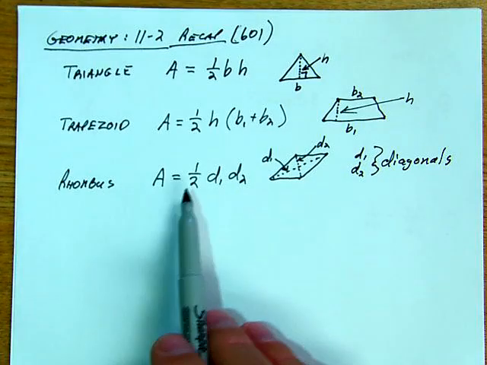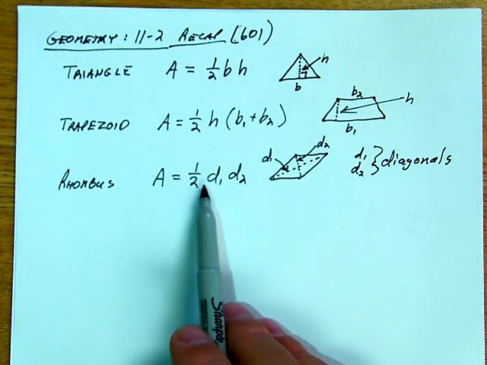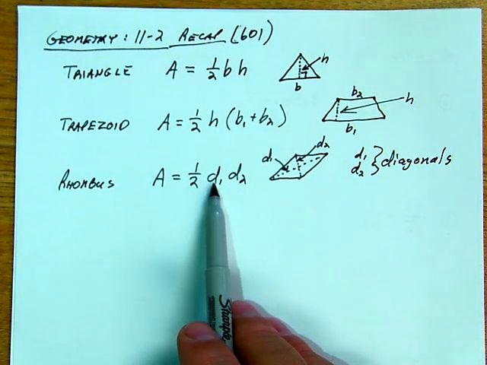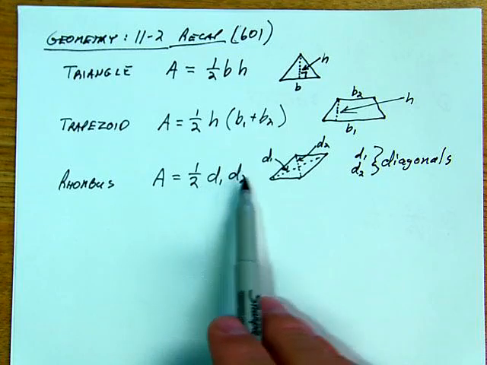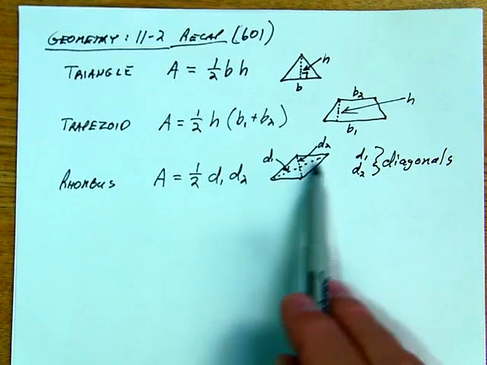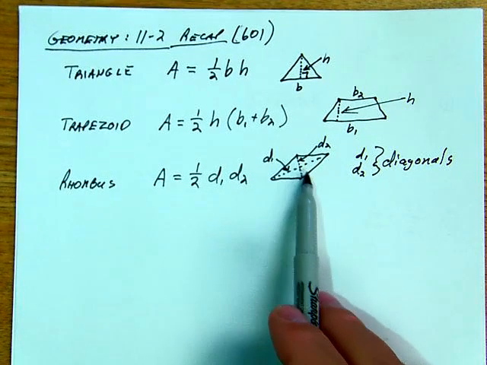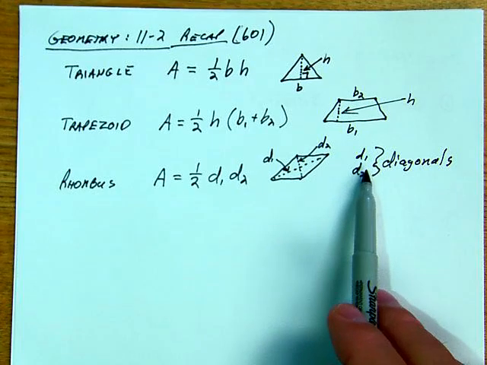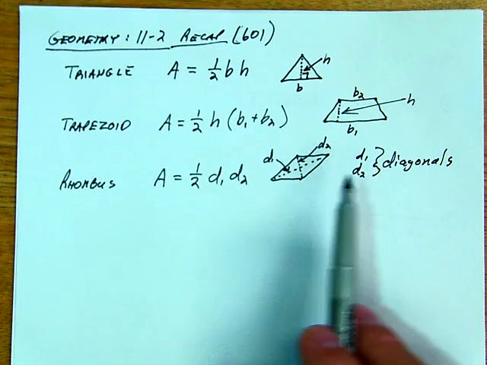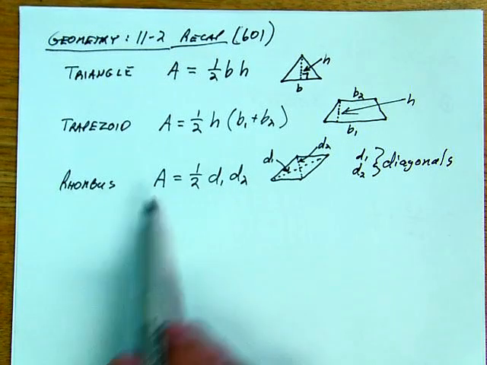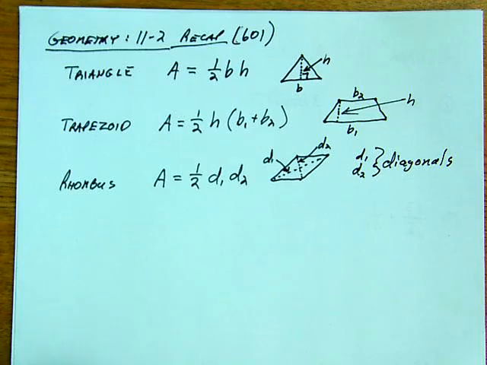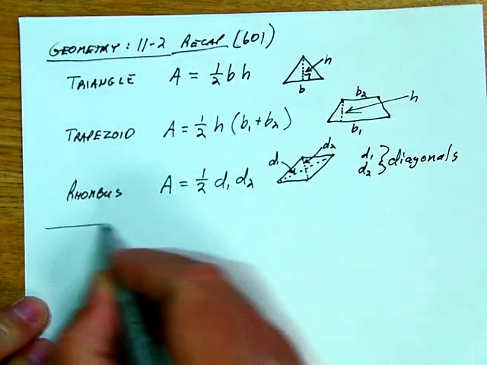And in the rhombus, the area is equal to 1/2 the multiplication of the two diagonals. So you get diagonal 1, which is the long diagonal of a rhombus, and diagonal 2, which is the short diagonal. So both of those multiplied together times 1/2 equals the area of a rhombus. So let's use those in a couple problems.